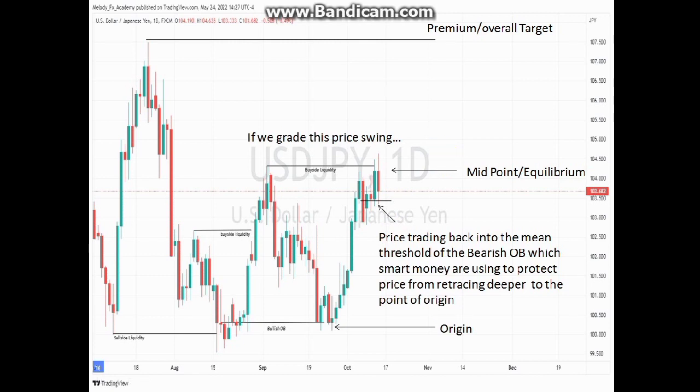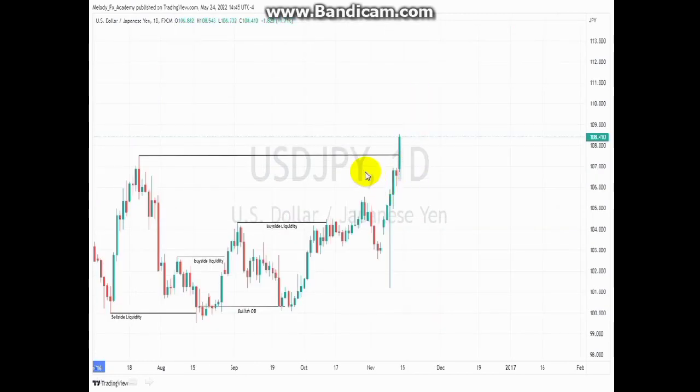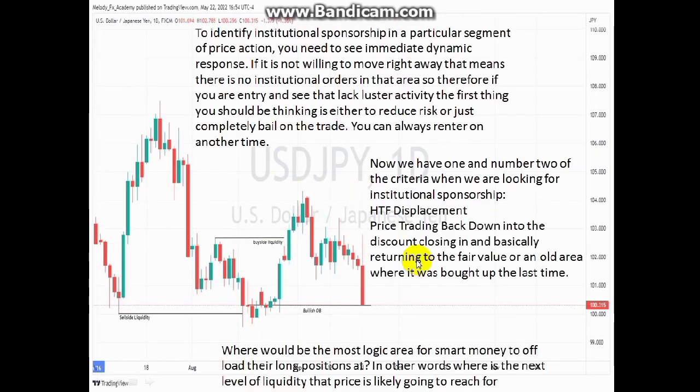So now if this is our origin right here, this is going to be our midpoint, and our overall target is going to be the premium level at which smart money are going to offload their long positions. As you can see, price moved swiftly to that, even though we had this quick sweep downwards. Even though we have this quick move down, which is obviously manipulation, price did in fact reach the overall target.